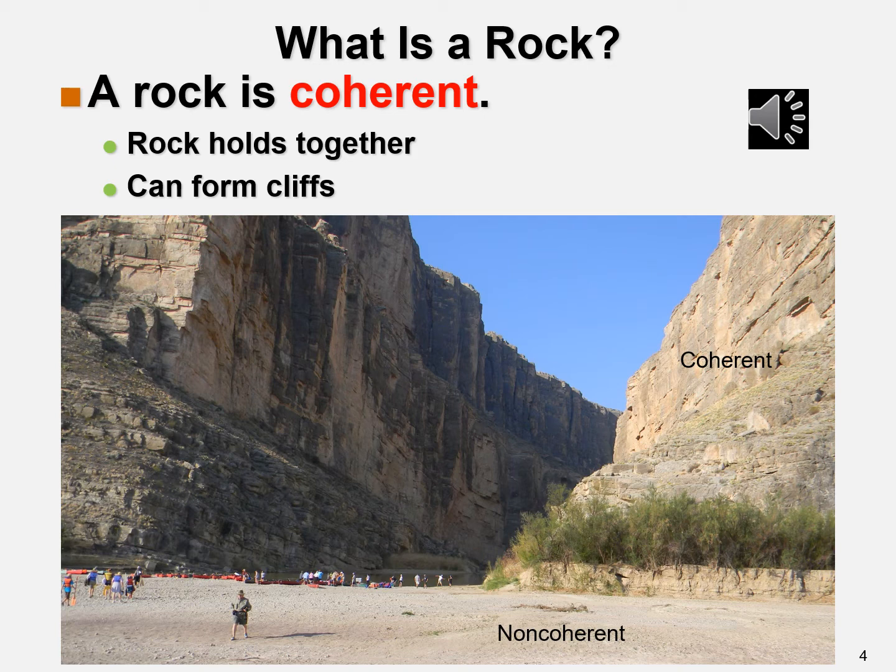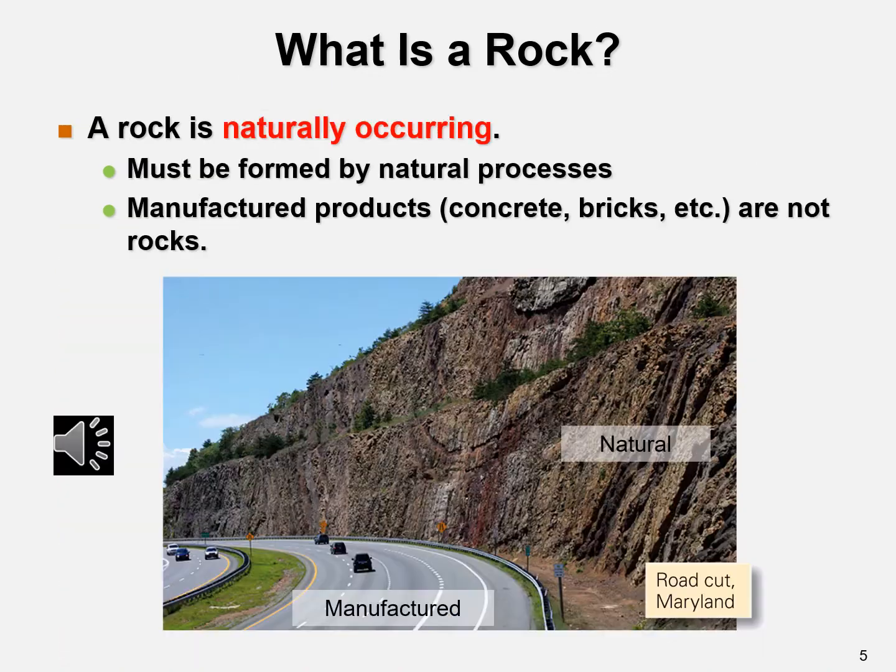A pile of unattached mineral grains, like sand, does not constitute a rock, as we see in the foreground of this image. Sand is not coherent and therefore not a rock. Geologists consider only materials formed by natural processes to be rocks. Manufactured products such as concrete, brick, or asphalt are not rocks.